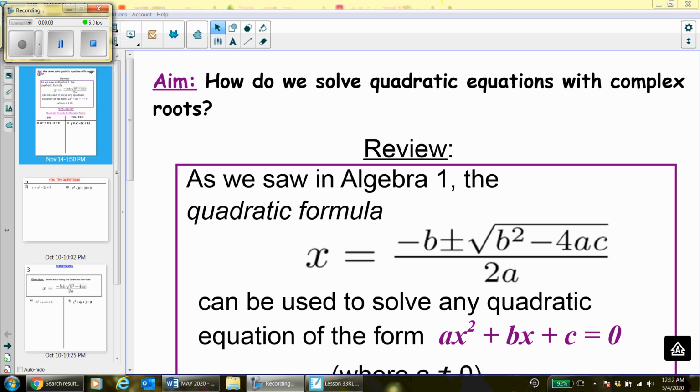Good morning. Today's lesson 33 for Tuesday. How do we solve quadratic equations with complex roots?